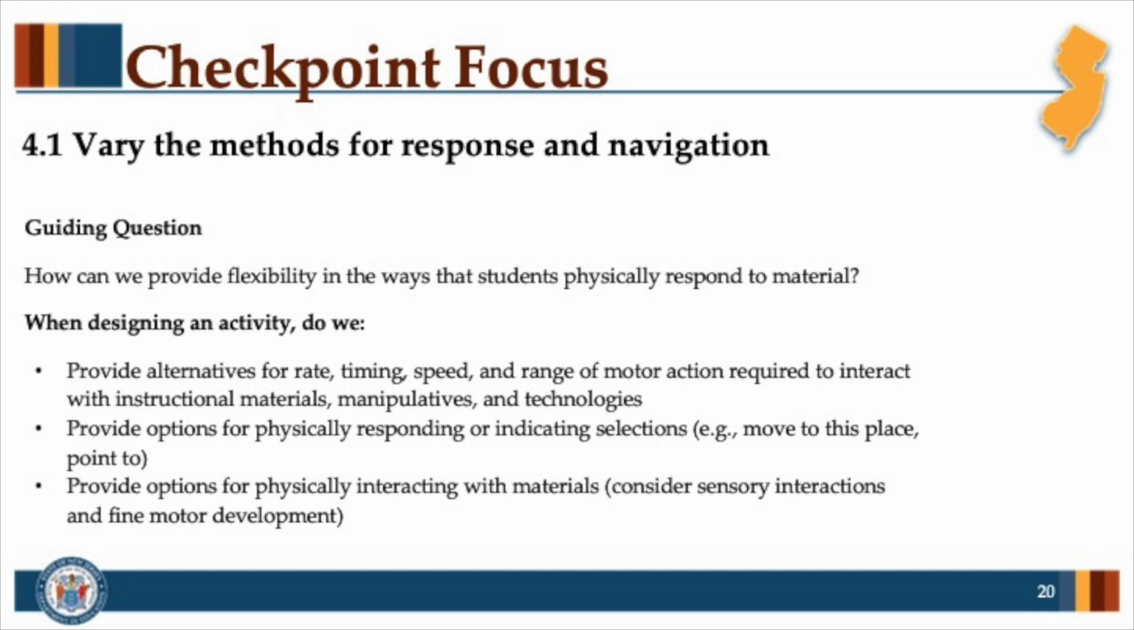For this, we have a guiding question about how we can provide flexibility in the ways that students physically respond to material. For example, when we're designing activities, do we provide alternatives for rate, timing, speed, and a range of motor action required to interact with the instructional materials, manipulatives, and technologies? Are we also providing options for how students can physically respond to or indicate their selections? For example, instead of responding verbally? And are we providing options for physically interacting with the materials, including sensory interactions and fine motor development?